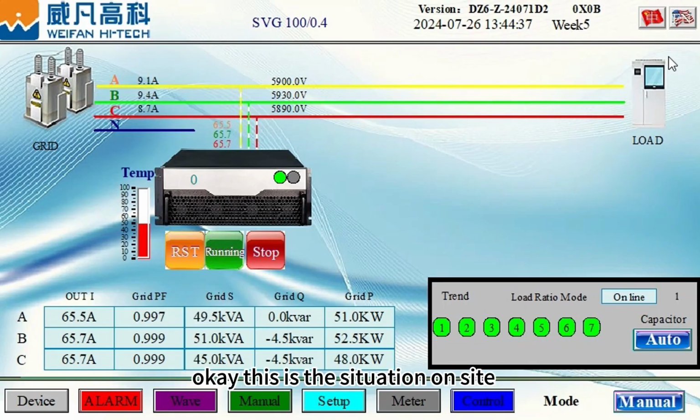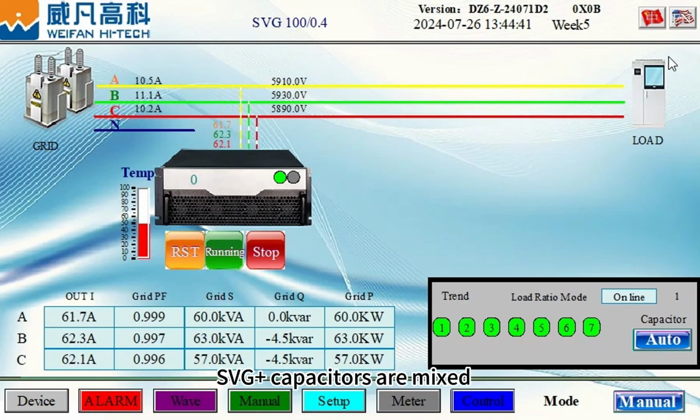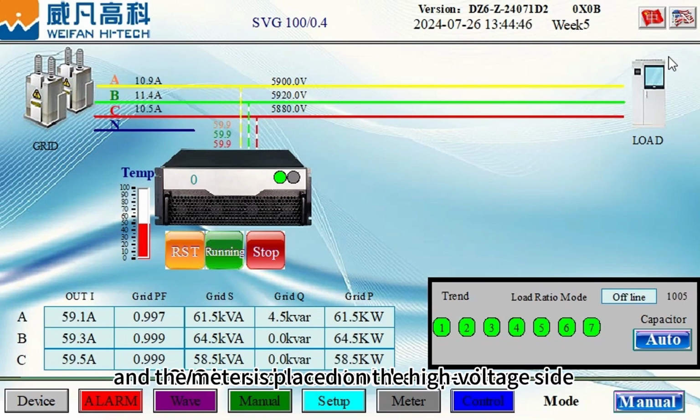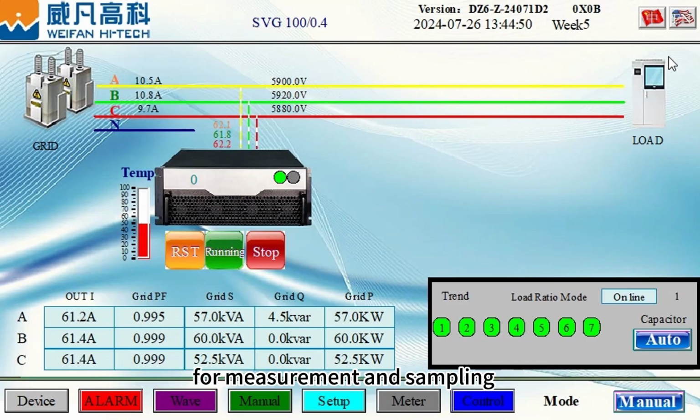Okay, this is the situation on set, a case where SVG plus capacitors are mixed. SVG is used to control the capacitors, and the meter is placed on the high voltage side for measurement and sampling. Okay, that's all. Thank you.